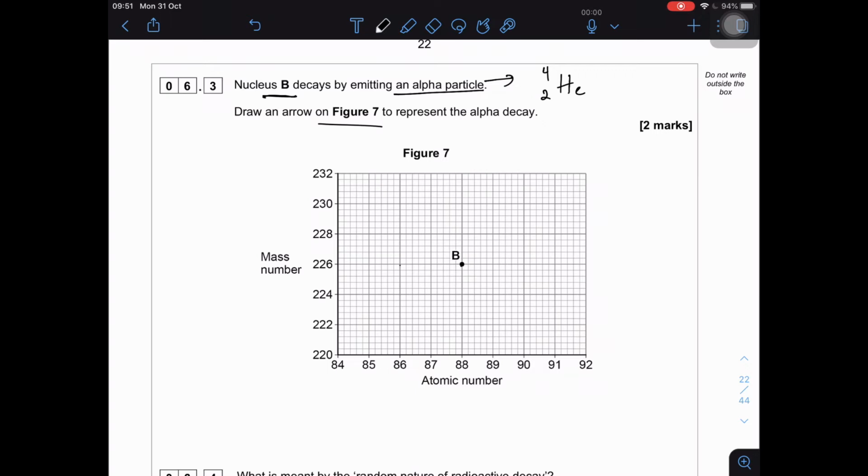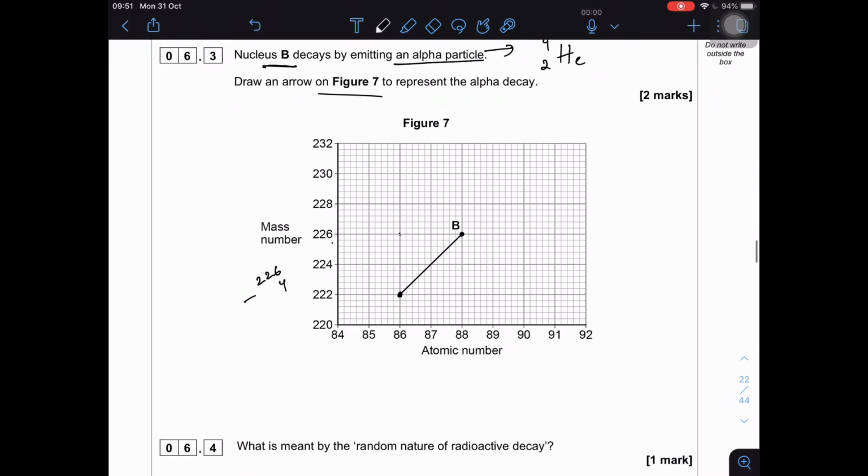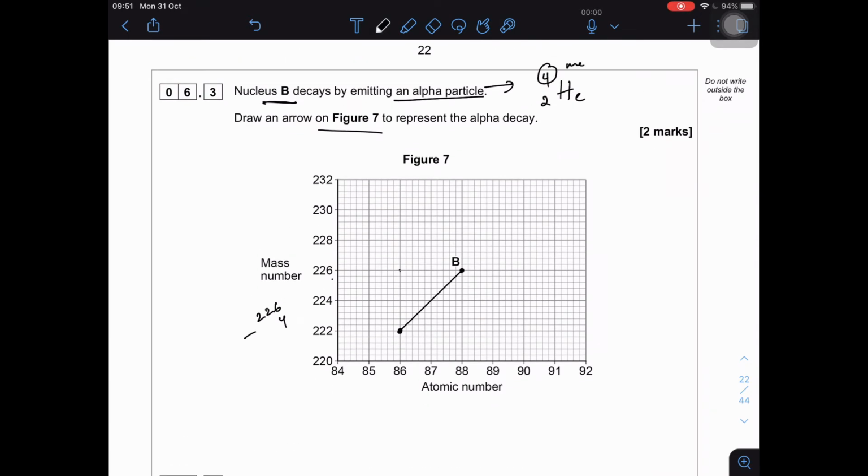And the mass number is reducing by 4. So 226 minus 4, that is 222. So it should be here. If you draw this, you will get 2 marks. Again, this is the mass number, and this is the atomic number. Once it's giving alpha particles, you need to subtract this and subtract this.